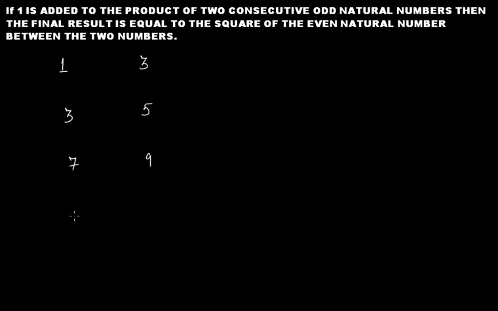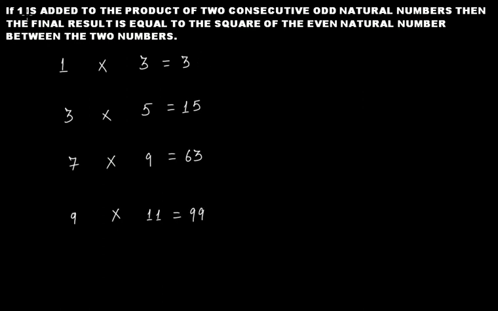let's take 9 and 11. So we have 4 pairs of two consecutive odd natural numbers, and we have to multiply them together. So 3 times 1 is what? 3. 3 times 5 is 15. 7 times 9 is 63. And 9 times 11 is 99.